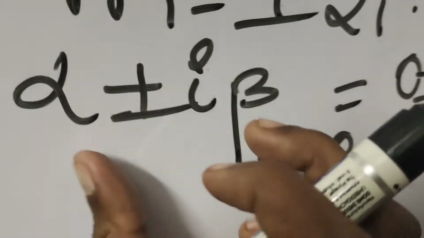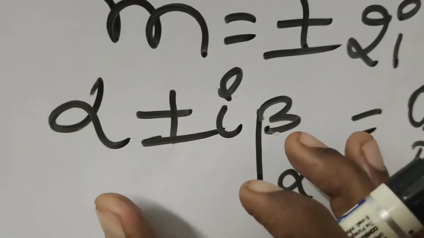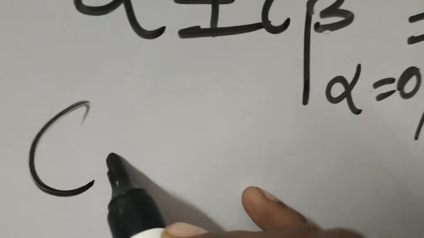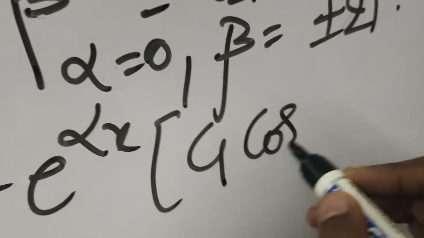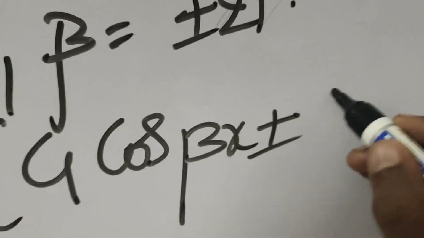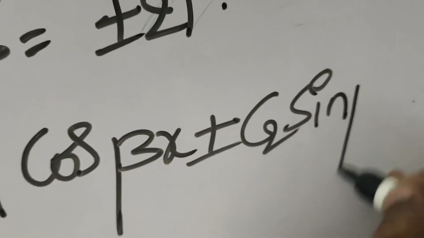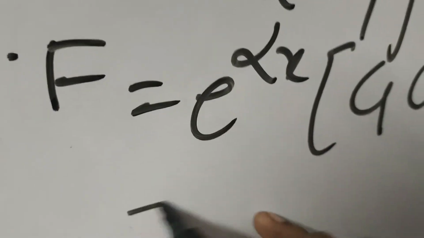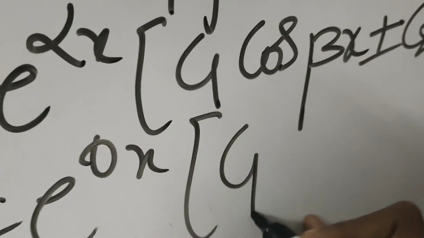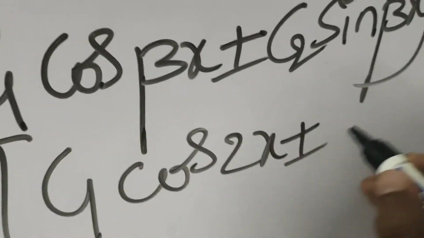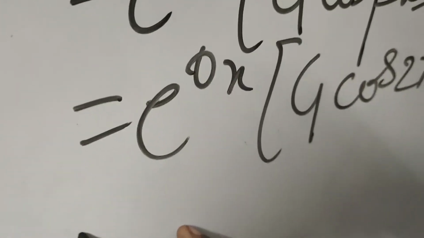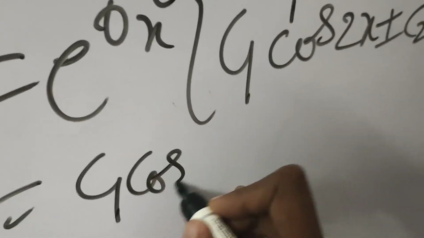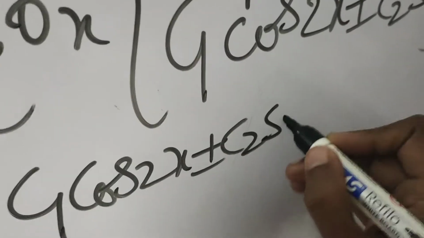For this type of roots, α ± iβ, the complementary function CF = e^(αx)(c1 cos βx + c2 sin βx). Here α is 0 and β is 2, so c1 cos 2x + c2 sin 2x. Next, e^(0x) means 1, so the CF is c1 cos 2x + c2 sin 2x. This is the complementary function.